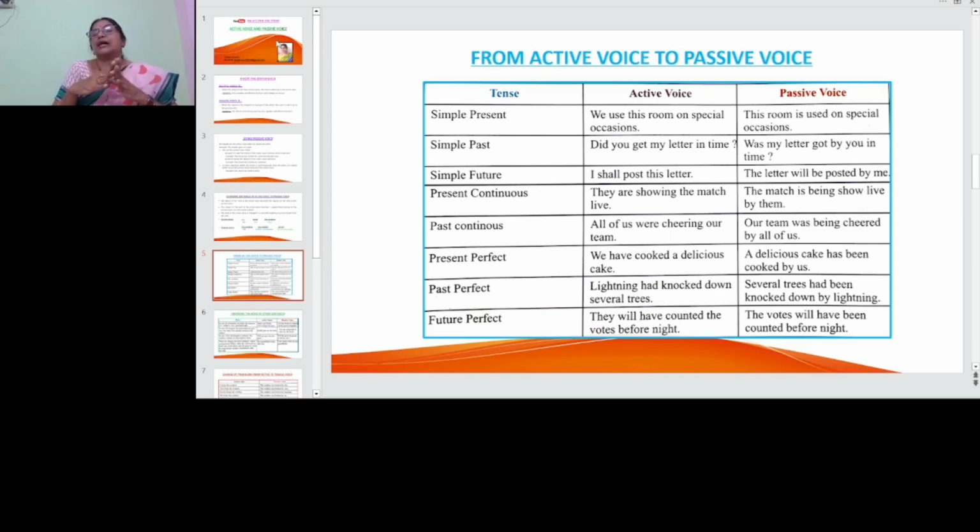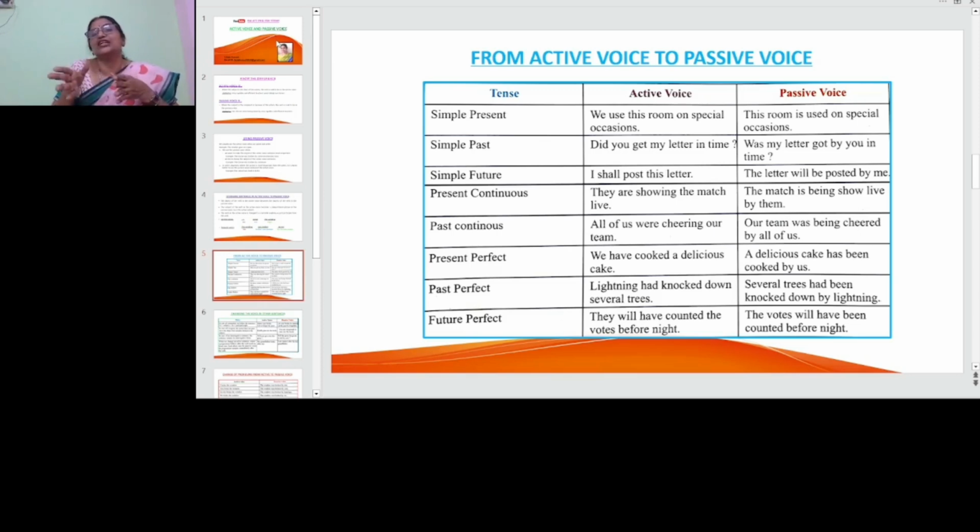They are showing the match live. They subject. So when it becomes the object position, obviously you know they should become them. Okay. The match is the object here. So it becomes the subject in the passive voice. The match is being shown. There's an error in the slide. So correct it. The match is being shown live by them. Being shown live. Okay, shown is the V3 form of the verb show. Show, showed, shown.